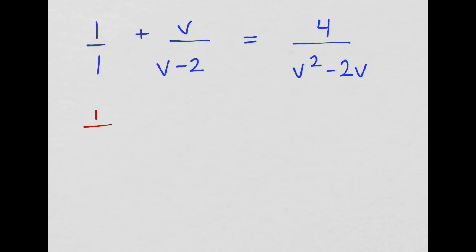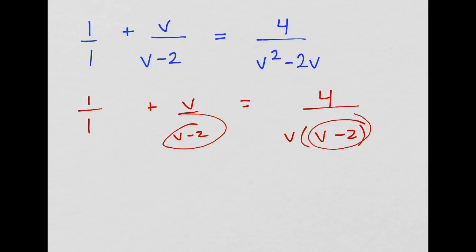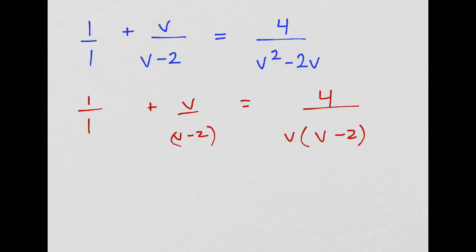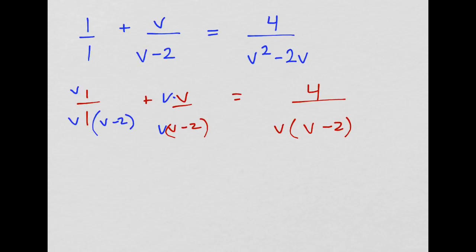So this is actually still 1 over 1 plus v over v minus 2. That stays the same. Equals 4 over, I can factor out a v, and then v minus 2. So again, I have this and that, so I don't need any more on this one because this is just a 1. If I multiplied the one on the right by a 1, nothing would happen. So this one needs an extra v, and this one needs a v and a v minus 2. And I need to do that in the top as well.